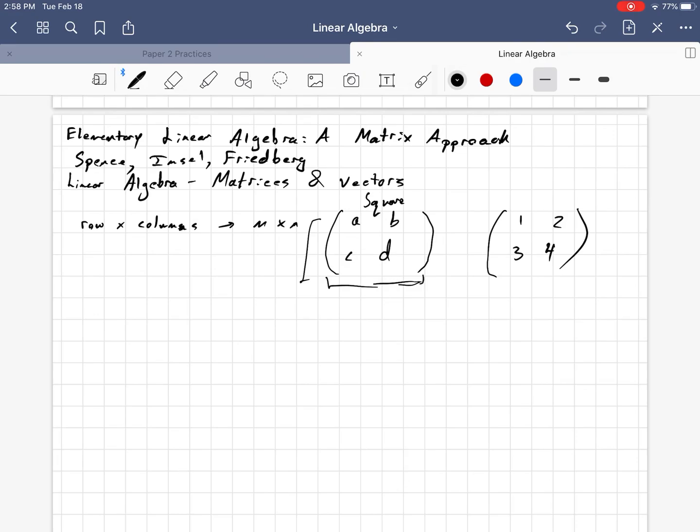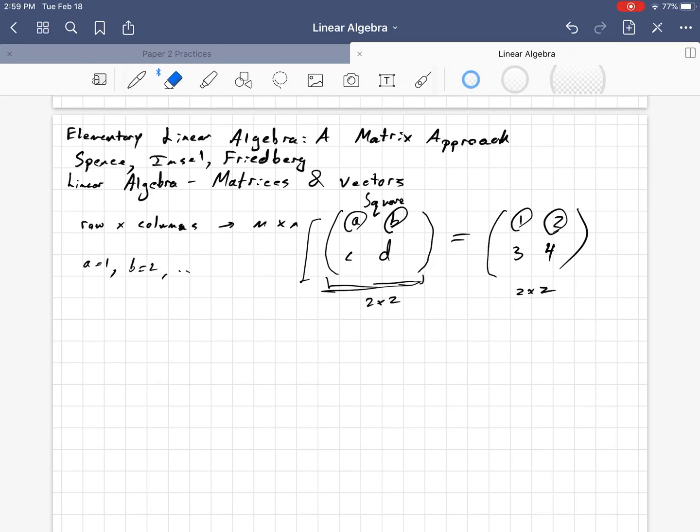We define equality between matrices, and this might seem obvious at first, but it can be really powerful later on. We say two matrices are equal if and only if they have the same dimensions, which is true, they're both 2 by 2, and each of their corresponding entries are equal. So if we said that the first matrix, A, B, C, D, is equal to the second matrix, 1, 2, 3, 4, that would imply that A is equal to 1, B is equal to 2, and so on.